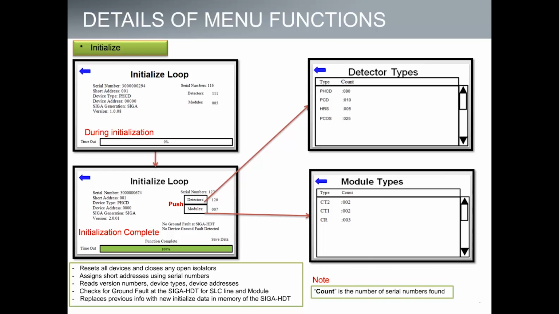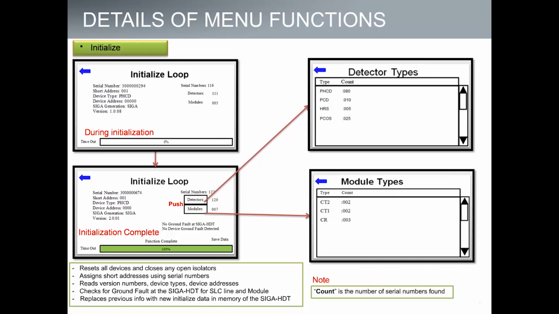So let's discuss the specifics around the initialize loop process. First, press the initialize button on the touch screen. Next, short addresses are assigned to the detectors and the modules on the loop. Next, details of each device are displayed as the function progresses. A counter displays the total devices along with a counter for detectors and modules.